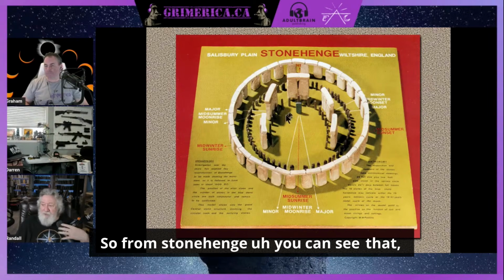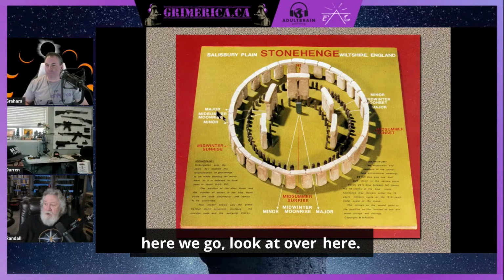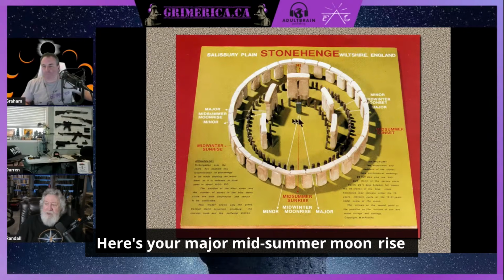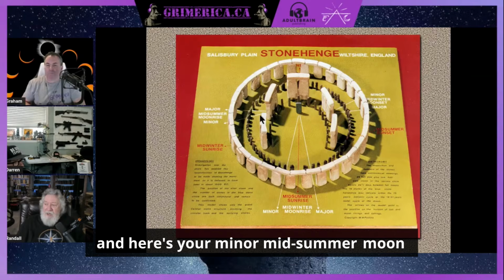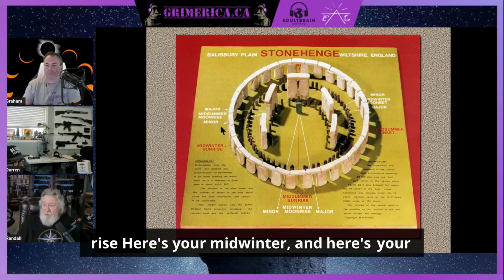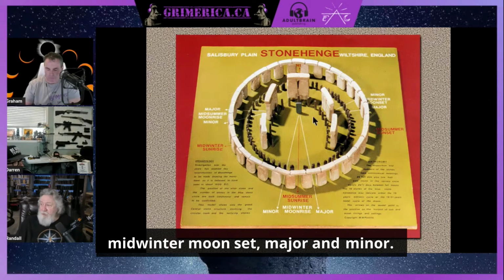So from Stonehenge, you can see that, oh, here we go. Look over here. Here's your major midsummer moonrise, and here's your minor midsummer moonrise. Here's your midwinter, and here's your midwinter moonset, major and minor.